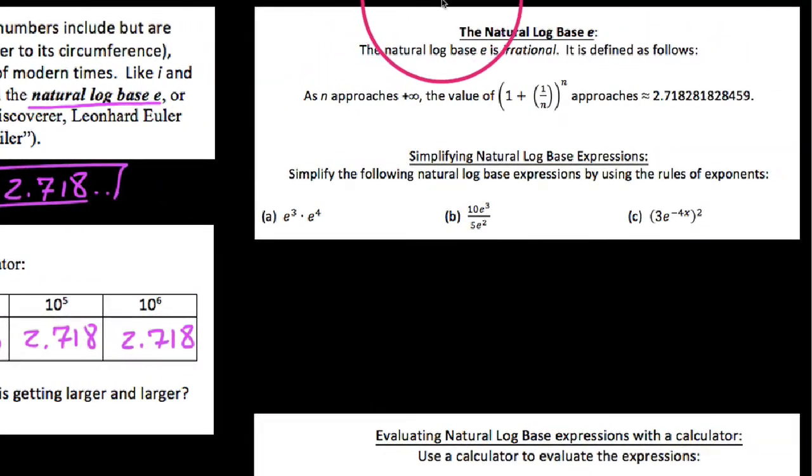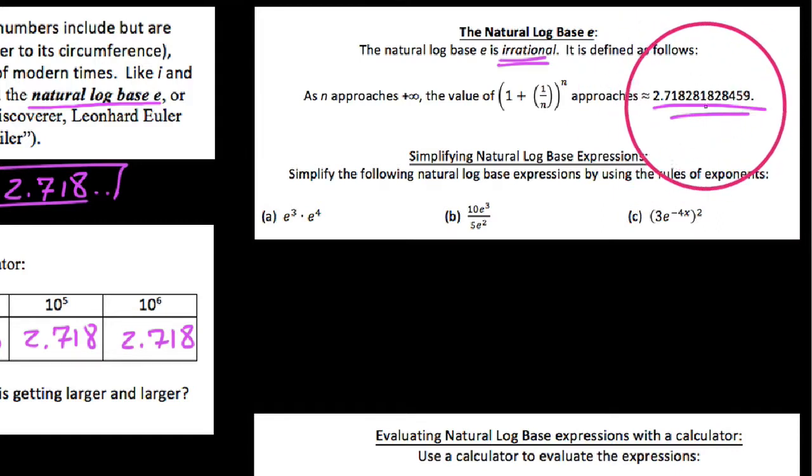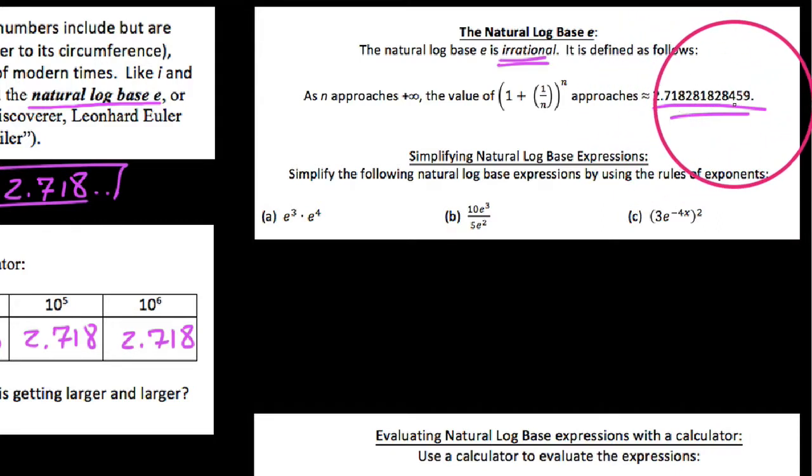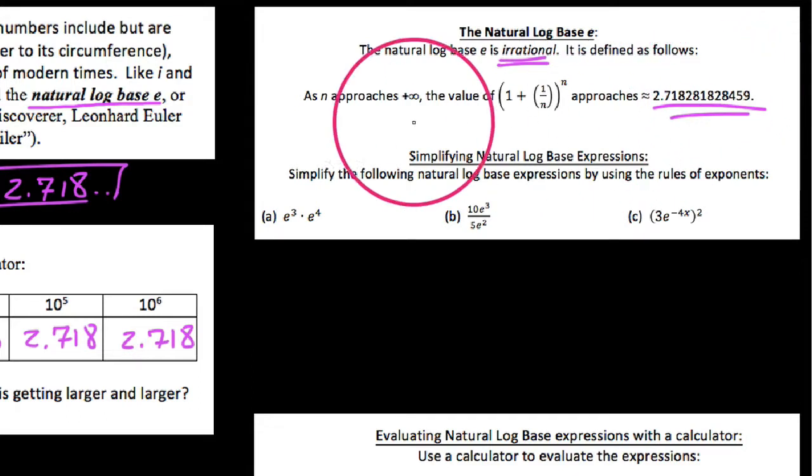So a few things to know about the natural log base e. It is irrational. That is, it's going to go on forever and ever, as you see here, and never stop and never repeat. Okay, so 2.718281828459 is only a small snapshot of this number.